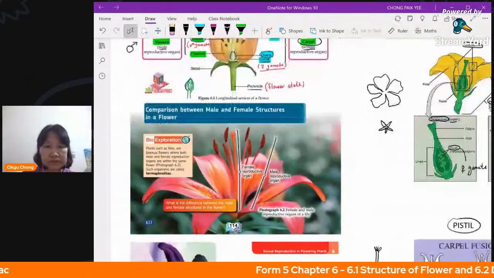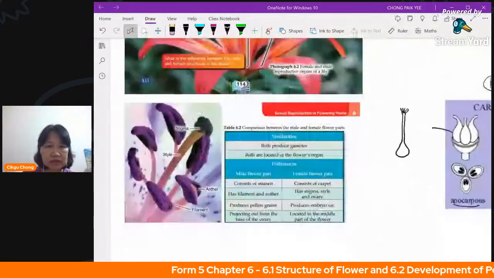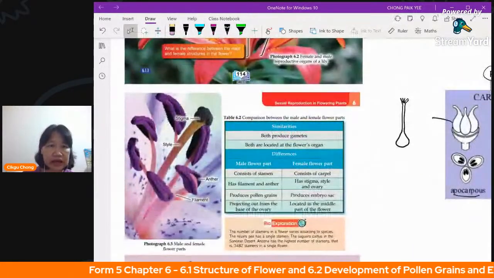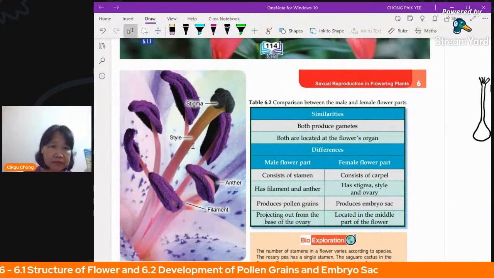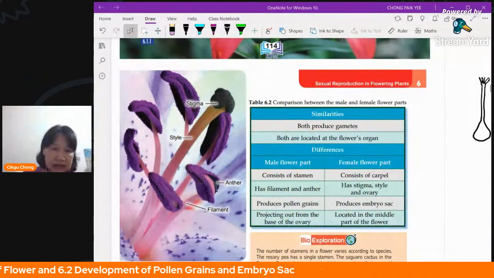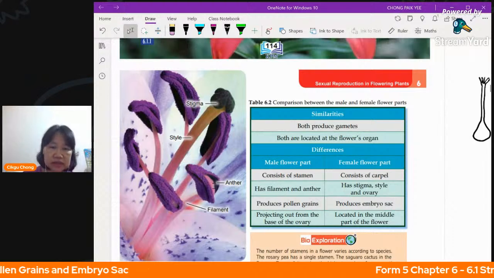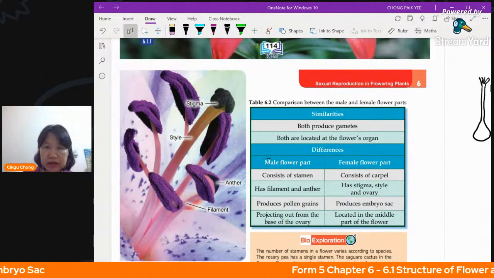Of course, this is a lily flower. You see the purple color one? You will see that the anther is all massed already. You see it's rupturing, so it will produce these pollen grains. The differences here you can read.